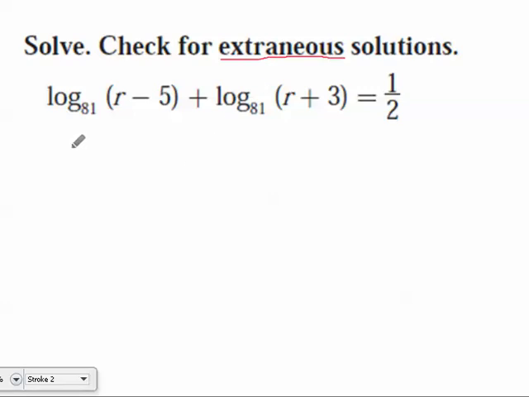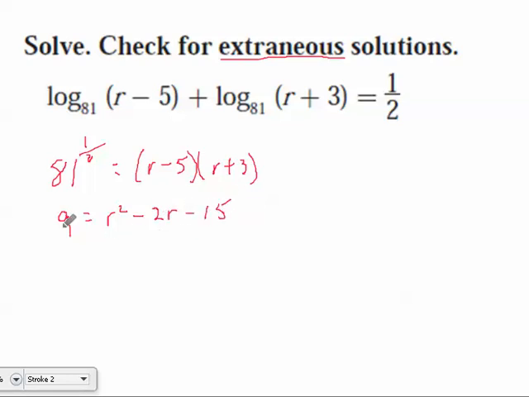Okay? So what I want to do here is I'm going to say 81 to the 1/2 power, that's the square root, is equal to r minus 5, r plus 3, because those are going to be multiplied together. It's going to give me 9 is equal to r squared minus 2r minus 15. Subtract the 9 from both sides, and I'm going to get that 0 is equal to r squared minus 2r minus 24.